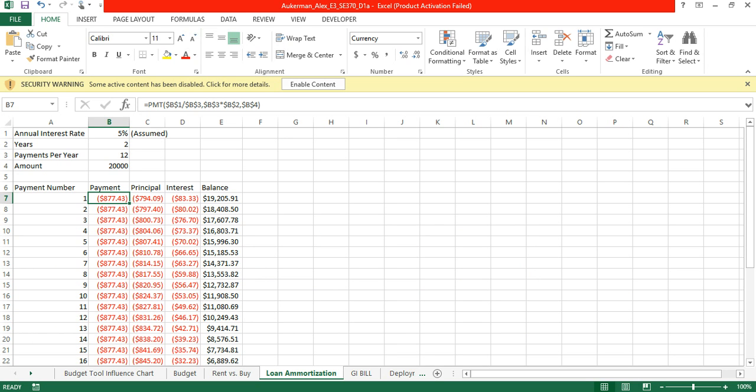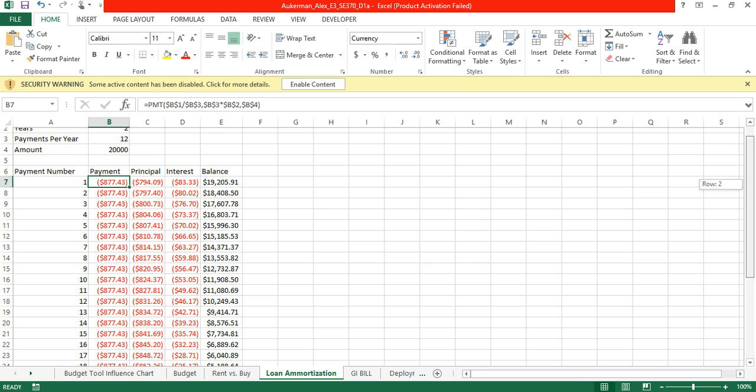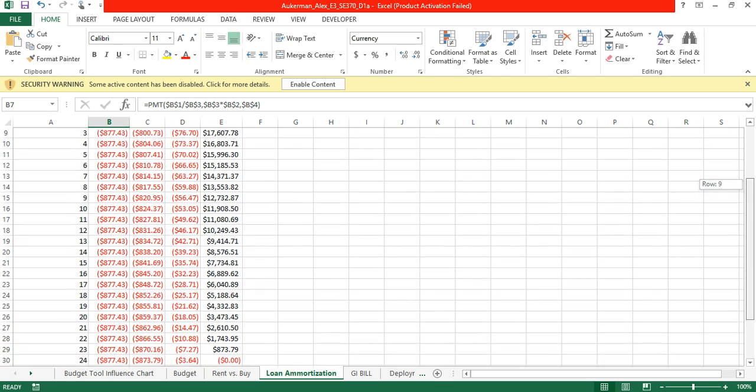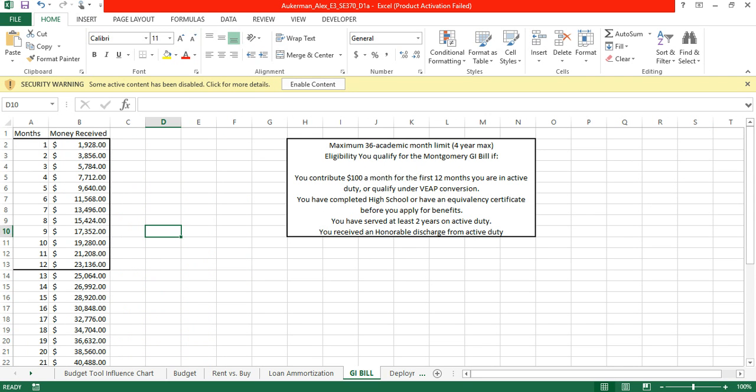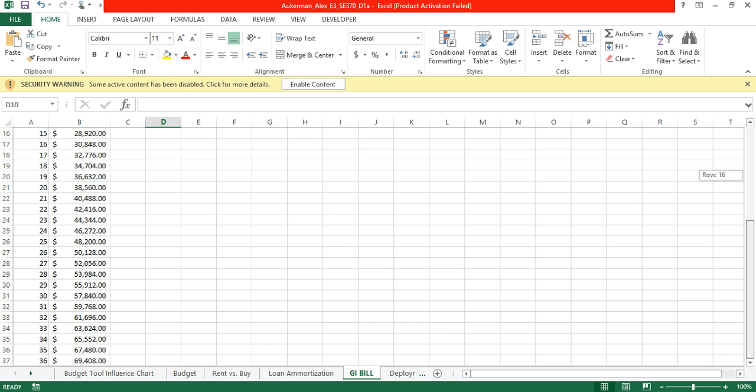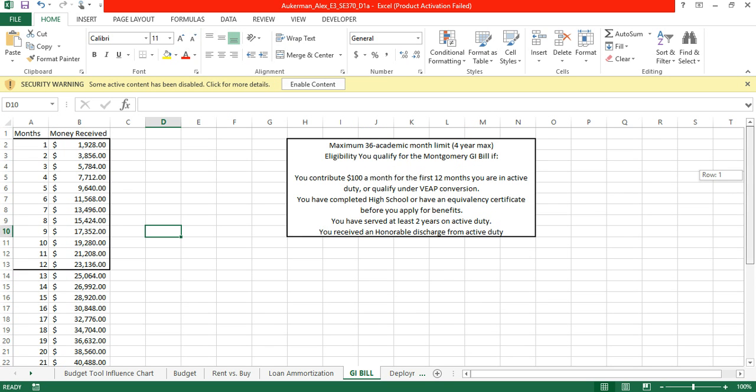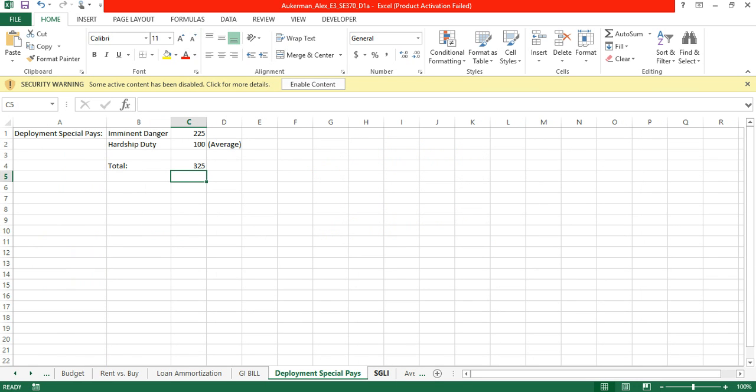And here's how they're going to pay back their loan. So assuming they had a $20,000 loan, they pay it monthly over 2 years with an annual interest rate of 5%. So you just see there how they'll effectively pay it off and their payment each month. Their GI Bill, this just shows the money received over how many months. So 9 months is a maximum, and then 36 months is the absolute total you can get out of the GI Bill, which is 4 years of academic study.